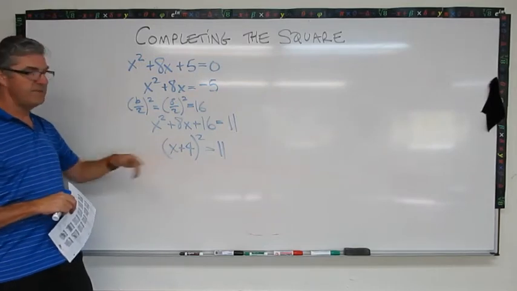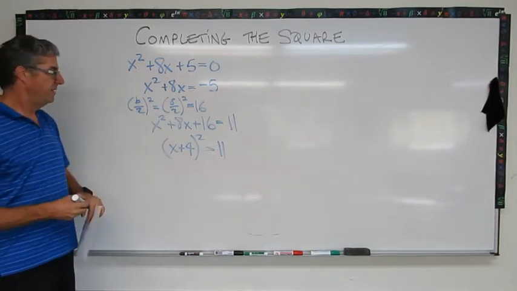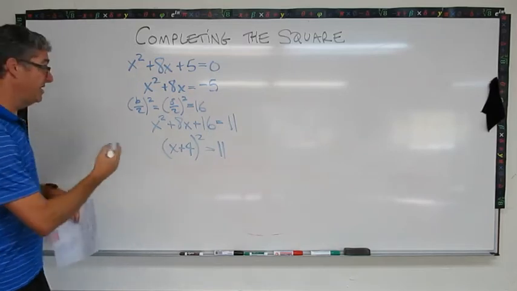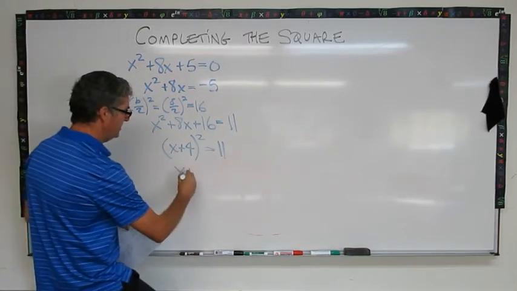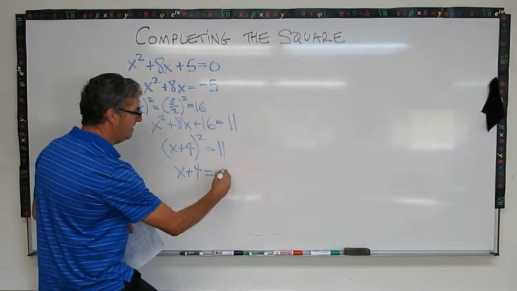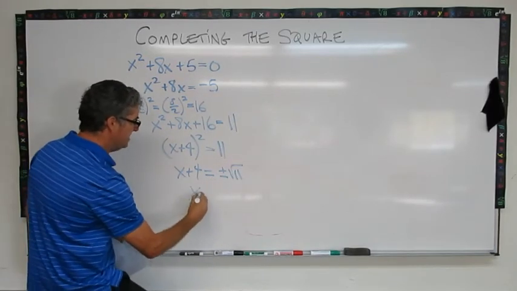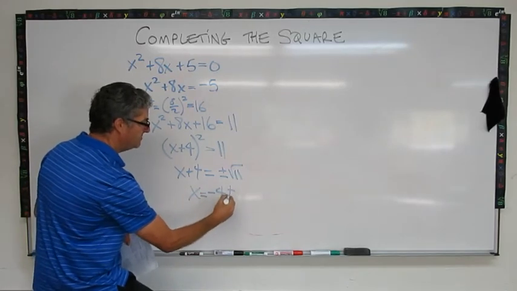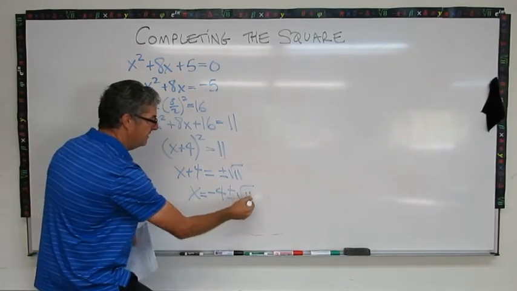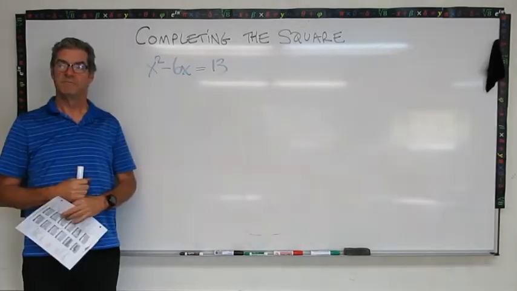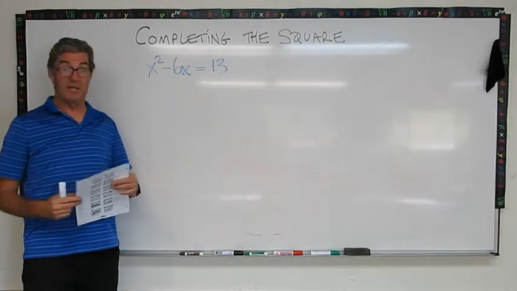Okay? This is a step that sometimes people struggle with. Okay, so now we just take the square root of each side. X plus 4 equals plus minus root 11. Move the 4 over. X equals minus 4 plus minus root 11. Bam, we're done. Okay, let's do another one. I'm going to give you one to try.